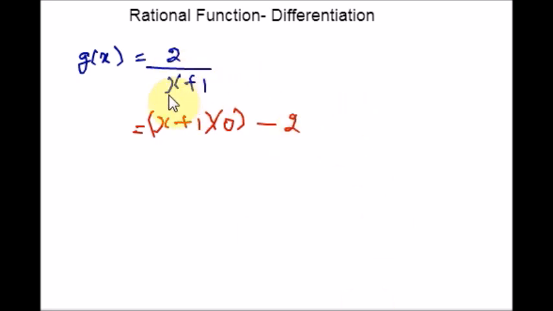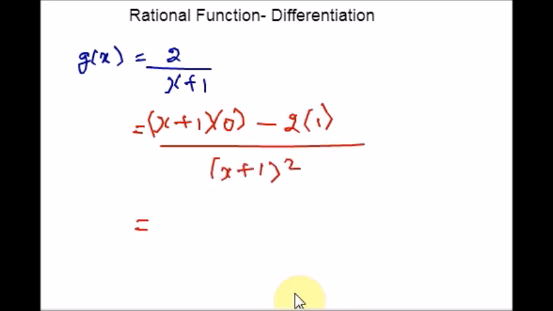Derivative of denominator is just 1. Square the denominator. Now let's simplify: 0 times anything is 0. So this term itself becomes 0. Minus 2 times 1. So 0 minus 2 is negative 2. That's it for this problem. Hope you're clear with this one.